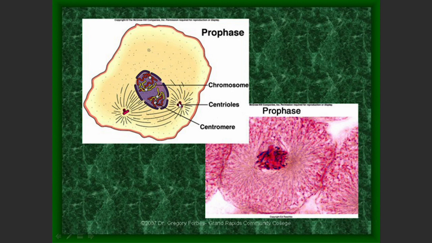Centrioles are structures that are only found in animal cells. You don't find them in plant cells. And they're nothing more than the place where the spindle fibers attach their opposite end. Let's see what I mean by that as we get into metaphase here in just a second.